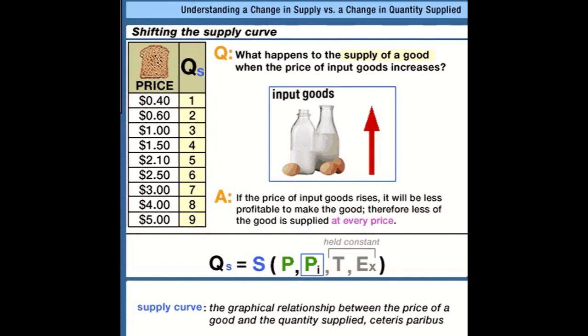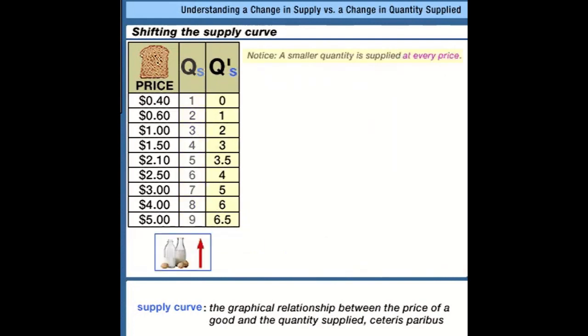So we can put these numbers in the table to represent the quantity supplied after the change in input prices. And as before, I'm putting a little apostrophe after the S, a symbol we usually call prime, to indicate S prime is a new supply schedule after the change in input prices. So with the higher prices of inputs, this baker is unwilling to offer any bread for sale at a price of 40 cents per loaf. We get the first loaf of bread on sale at a price of 60 cents per loaf, 2 loaves offered at $1 per loaf, 3 loaves at $1.50 per loaf, 3.5 loaves per week sold at a price of $2.10 per loaf, and so forth.